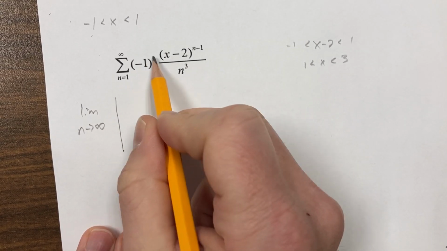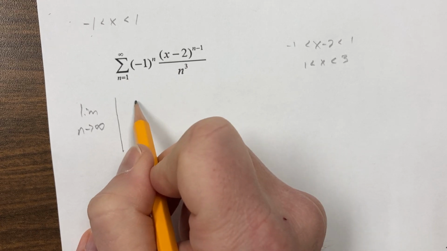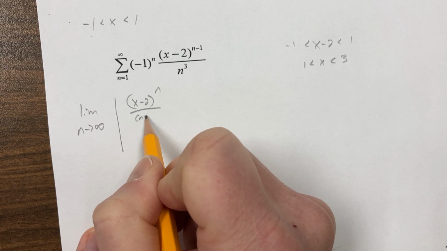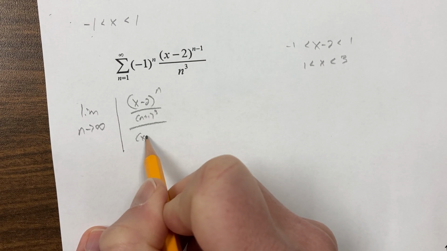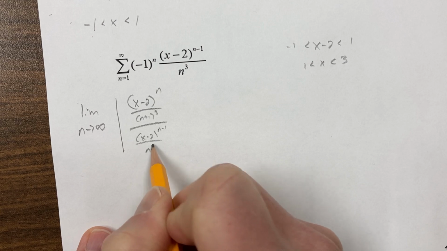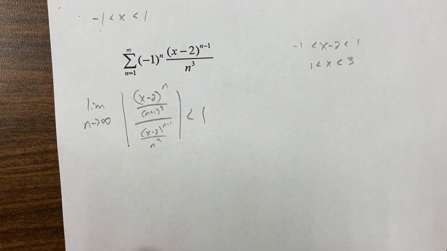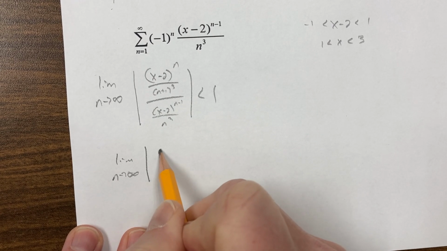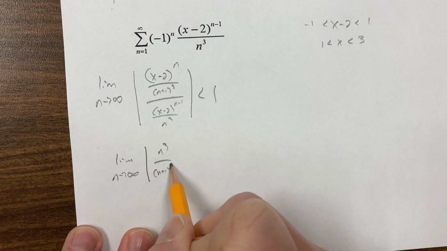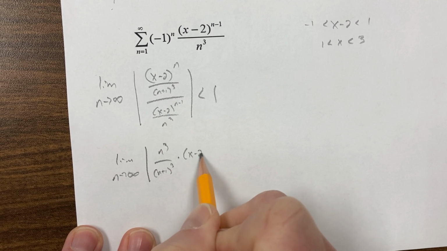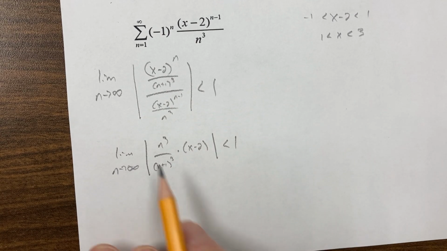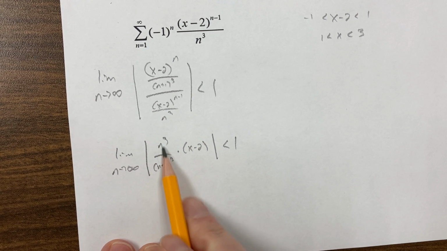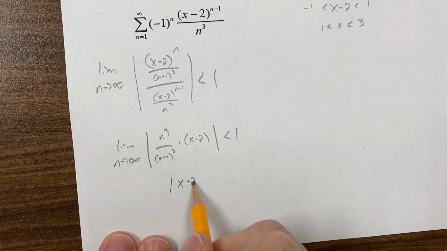Again, with the absolute value, we don't worry about the alternator. We're just going to put in x minus 2, next term would be n over n plus 1 cubed, divided by x minus 2 to the n minus 1 over n cubed. And we want that to converge, so we want it to be less than 1. So we get the limit as n goes to infinity of n cubed over n plus 1 cubed times that extra x minus 2 that's left over. Now again, because n is going to infinity, this is going to go to 1, which means we will have x minus 2 less than 1.